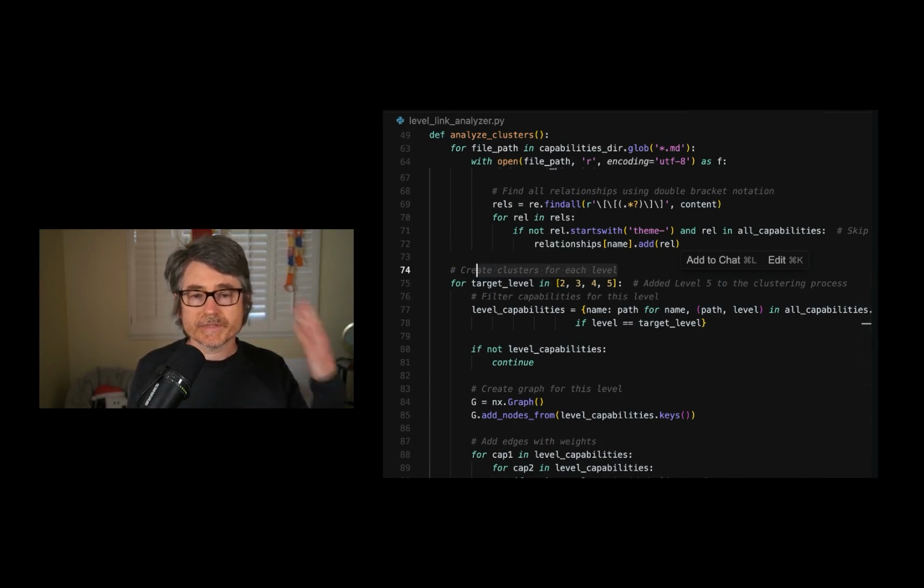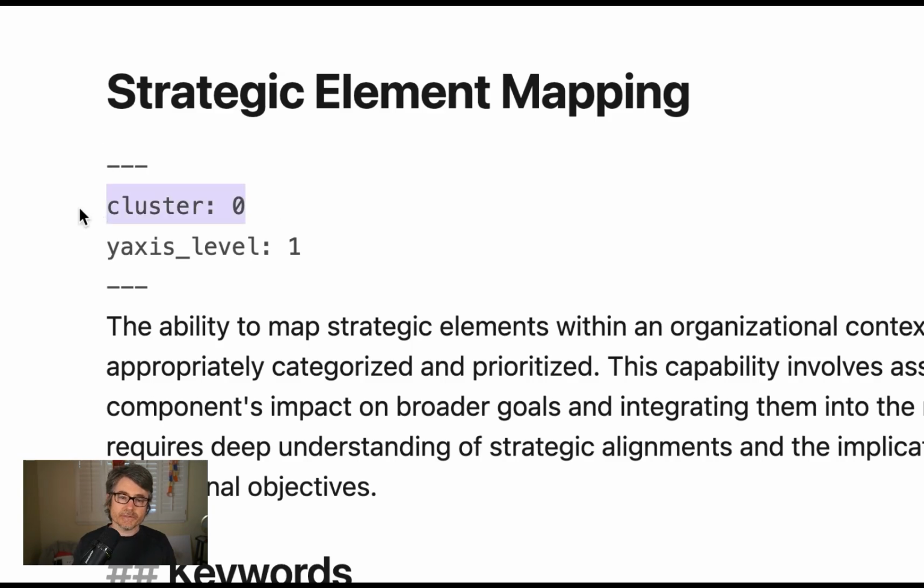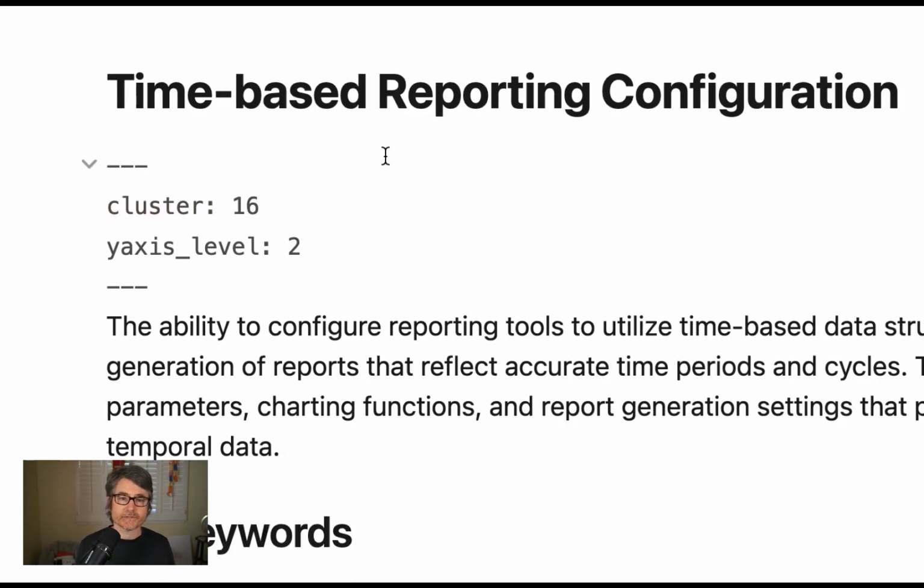If we go back into Obsidian now, you can see we've got these cluster values. It's decided to cluster them. Now we've got the level, which is important, and we have the cluster, which is the cluster within the level, which then lets us finally create a canvas.